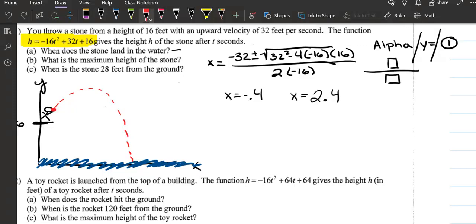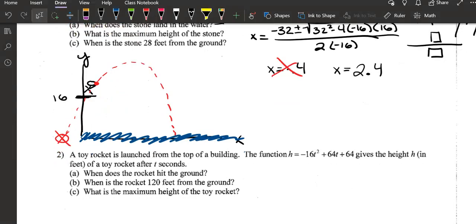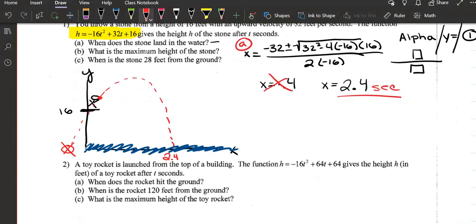So this one doesn't make sense. But you're still going to get that answer because mathematically, this graph does keep going. So you will get this answer, but it doesn't make sense in our problem. 2.4 does. So it takes 2.4 seconds for the ball to hit the water. So that was A. That's all you have to do. Quadratic formula. Okay, B.